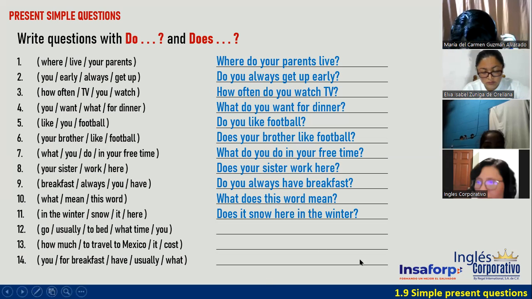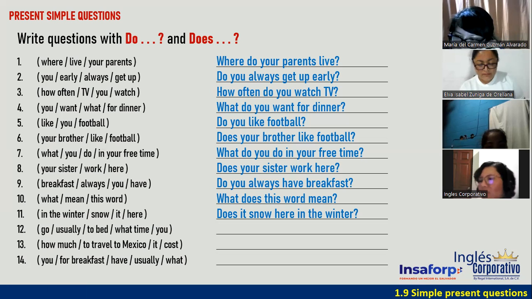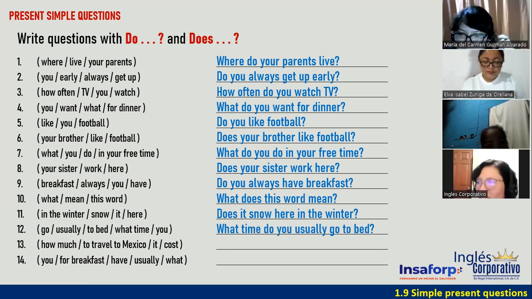What time do you go to bed usually? Ok, pero usually dijimos que lo tenemos que poner entre el sujeto y el verbo. Si ese es el caso, ¿cómo nos quedaría la pregunta? What time do you usually go to bed? Correct, exactly, right? So what time do you usually go to bed? Excellent. What about number 13?